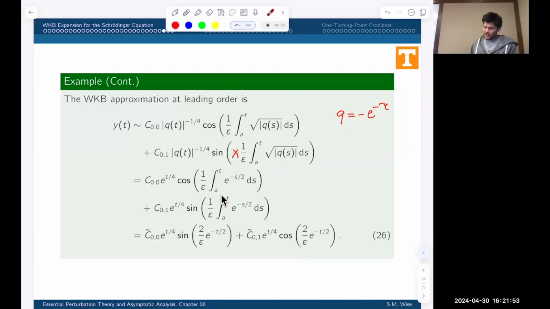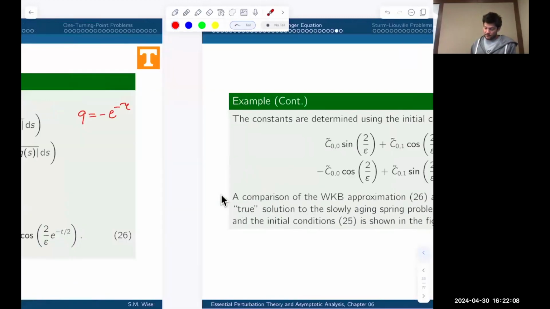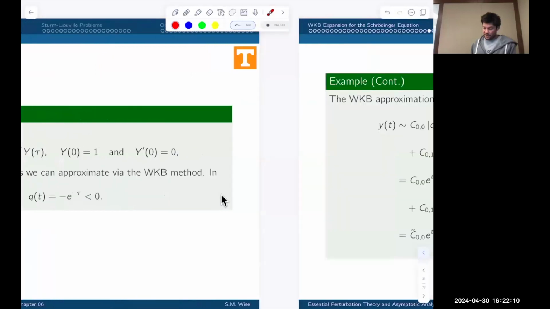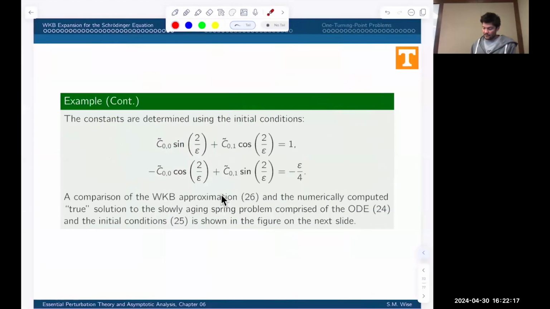So this is the approximation that the WKB method is giving me, and it's supposed to be valid for small values of epsilon. The constants are determined through using the initial conditions. We have 2 of those, right? So 2 initial conditions are y of 0 is 1, y prime of 0 is 0. And you can use those to determine these values. They turn out not to be all that pretty, but they're not terrible either. I just decided not to write them out.